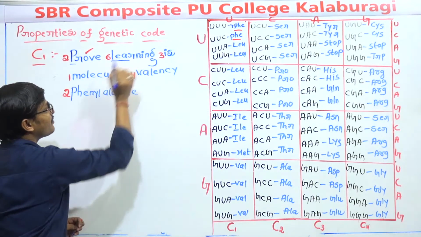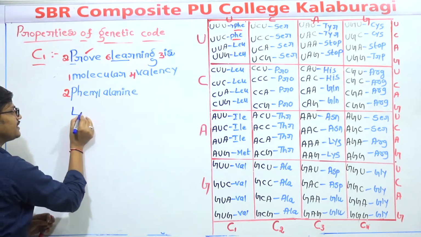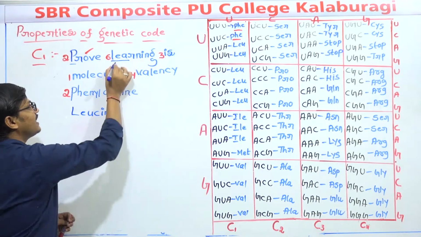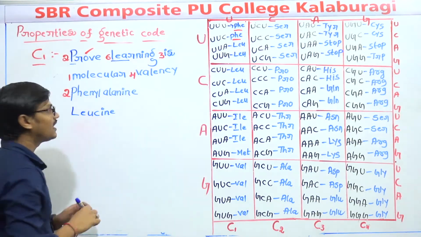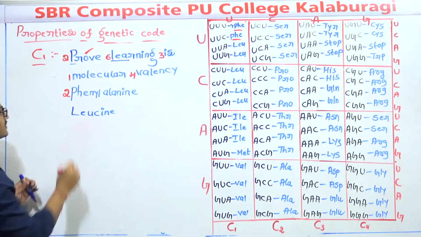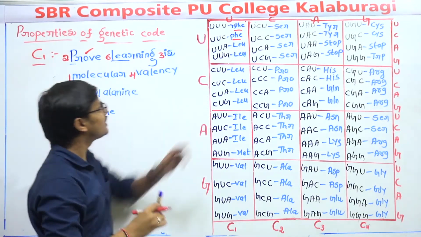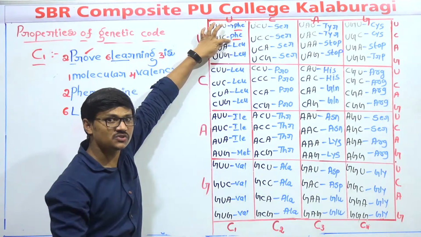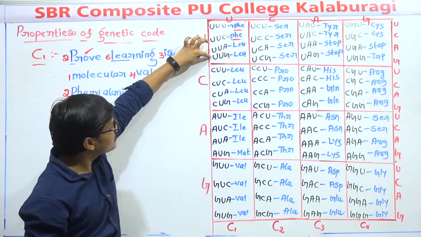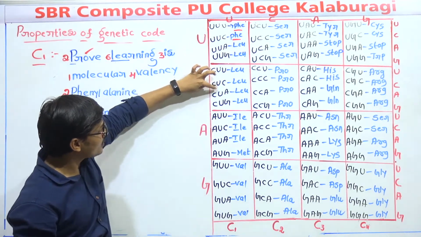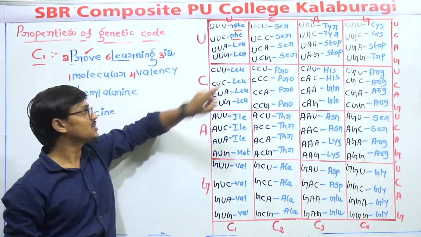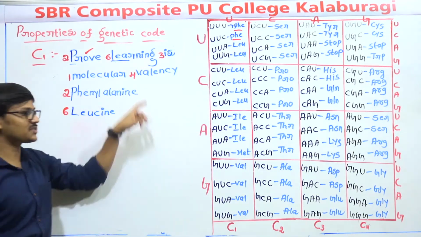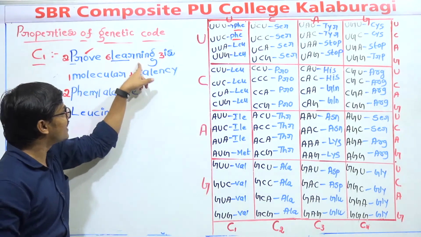Now next I have written a 6, learning. Here learning means leucine, so L stands for leucine. And why have I written 6 here? Because after the 2 phenylalanine codons, the next 6 codons, see, 1, 2, 3, 4, 5, 6, these 6 codons are coding for leucine. That's why I have written 6 learning.